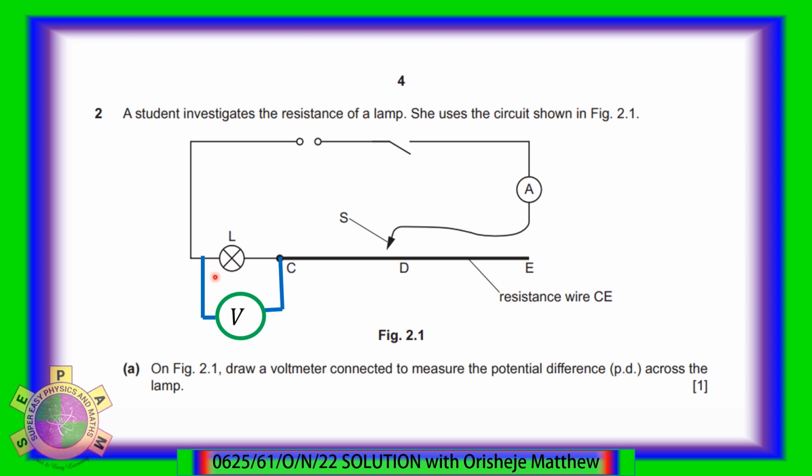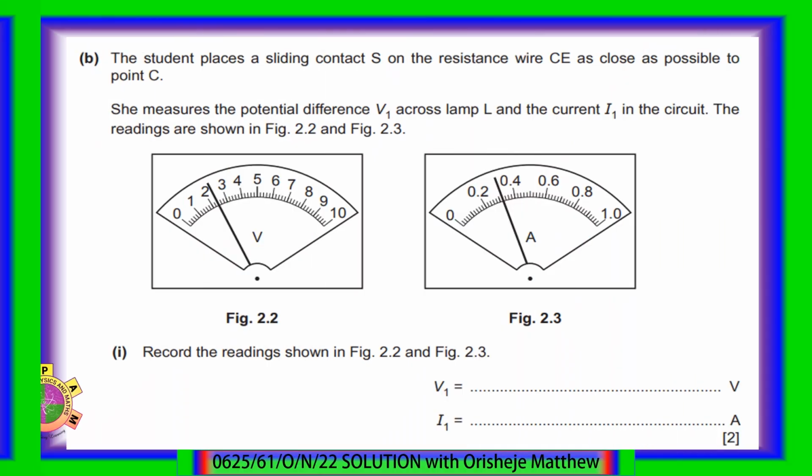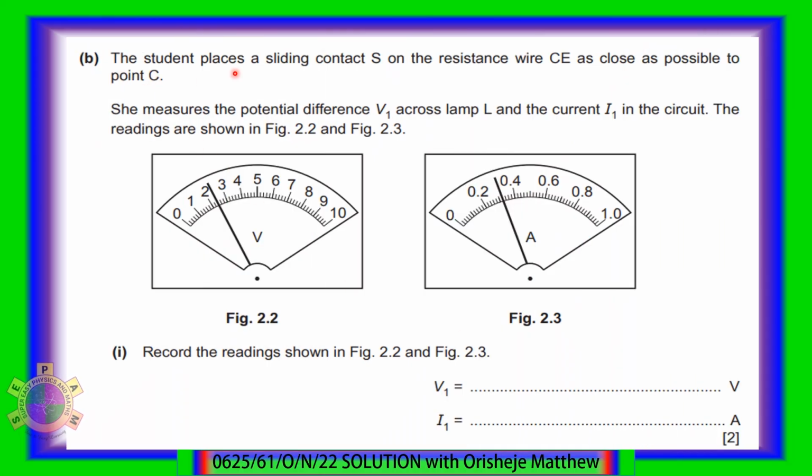So we put the voltmeter. The symbol for a voltmeter is a circle with V inside. So you connect it in parallel. So with this, you have your 1 mark. So a student moves the slider, so he measures the PD across the lamp and then the current flowing. So let's measure the PD across the lamp.